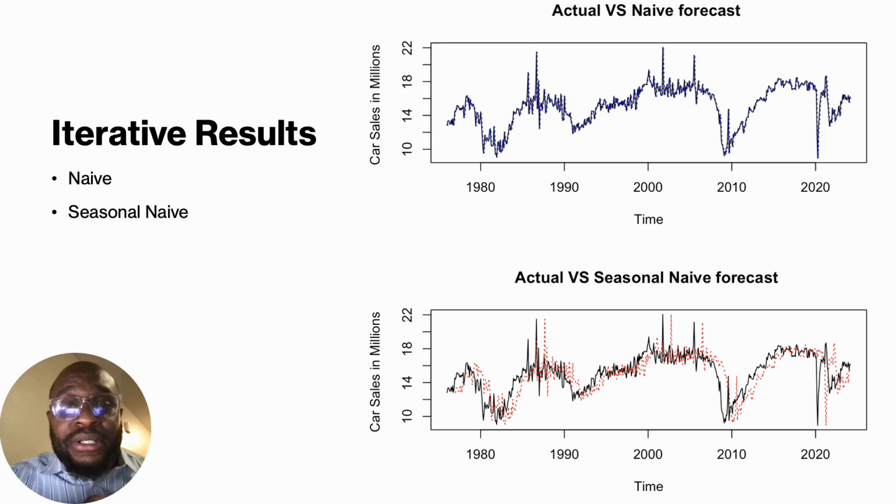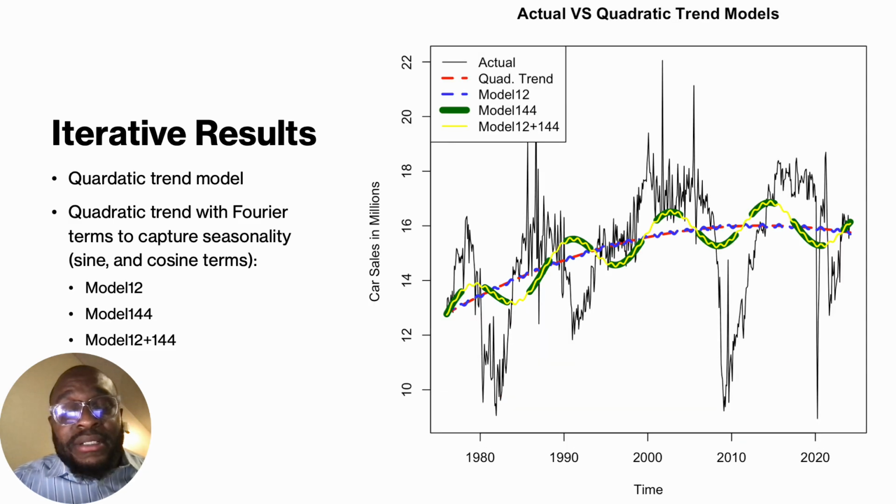From visual inspection, you can see that the naive did better than the seasonal naive. The seasonal naive here looks like our data was lagging behind it, and as such, the fit of the technique wasn't as tight as the naive forecast. Now over to the quadratic model.